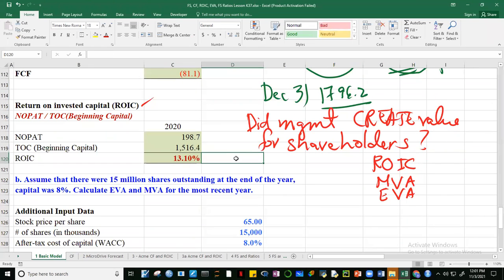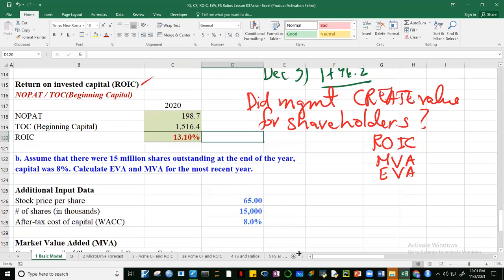But we can say, guys, that ROIC is good because it's positive. The answer here lies in the WACC. We're going to go back to WACC. How much was WACC? Let's write here WACC, and we're given that the WACC is equal to 8%. So what's the decision rule, guys? If the ROIC is greater than WACC, then value was created.